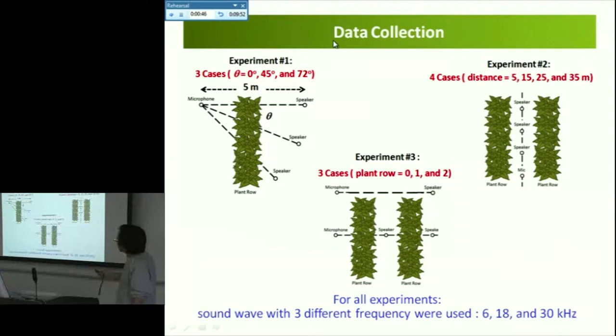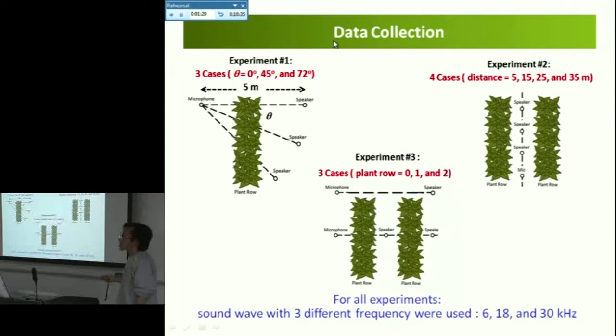In a small or medium greenhouse, maybe there are 4 or 6 rows. So in this case we tried no obstacle, no plant row here, and then one and two plant rows here, and here just a simple distance measurement in between the plant rows. From these cases, there are around 10 cases, and for each measurement we use 3 different sound waves, 6, 18 and 30 kHz. We also want to observe the effect of the sound frequency.